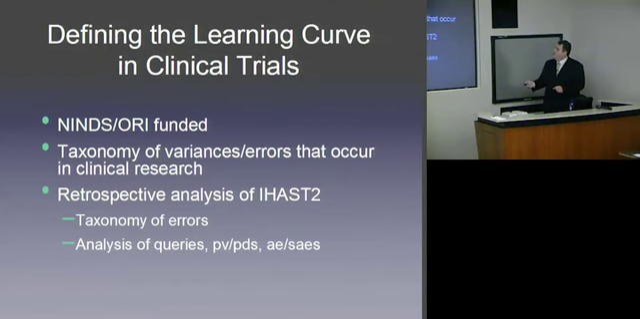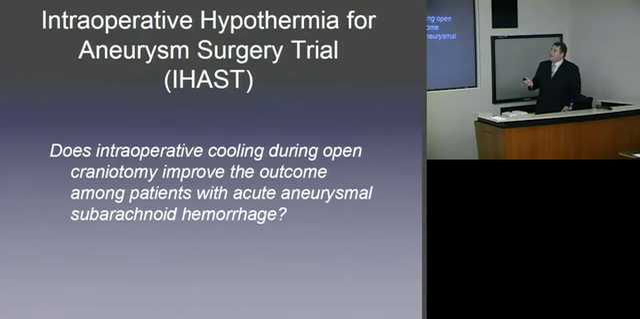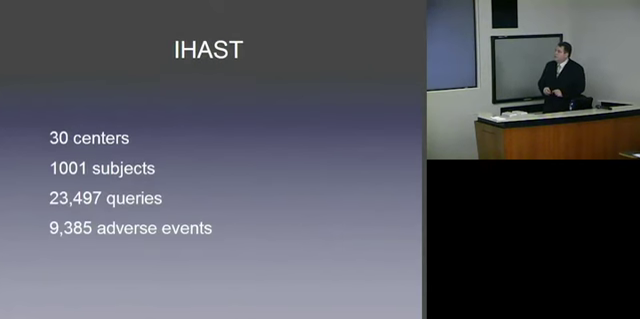And what we did is we took a different data set. We went to University of Iowa at a data set called IHAS-2 and did a similar analysis there. IHAS-2 was a complex intraoperative protocol looking at patient cooling with intracerebral aneurysms. Not quite the scope of VALIANT. It was 30 centers, 1,001 subjects, a good number of queries, and a good number of adverse events.